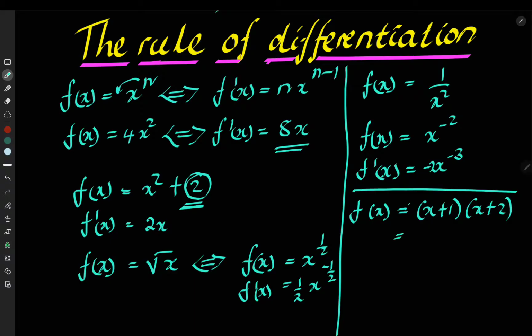So you want to first of all expand these brackets, and that will be x squared plus 3x plus 2. Then you can go ahead and determine the first derivative of x, and that will be 2x plus 3. And remember, the derivative of a constant is 0. So the first derivative of that function will be 2x plus 3. Now, with that in mind, let's look at some examples.